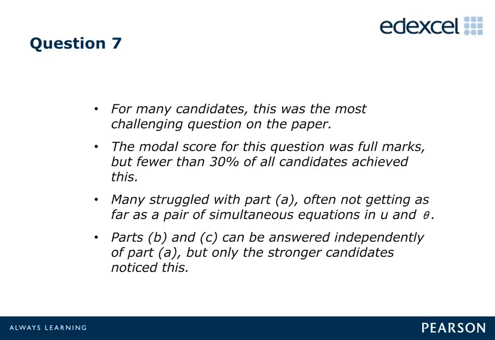Part A can be solved by considering the energy of the particle at O and at A, but few candidates adopted this method. Parts B and C can be answered independently of Part A, but only the stronger candidates noticed this. Instead of starting from A and working with the values 15 and 20 given in the question, many candidates preferred to work from O and use their calculated values of mu and theta.